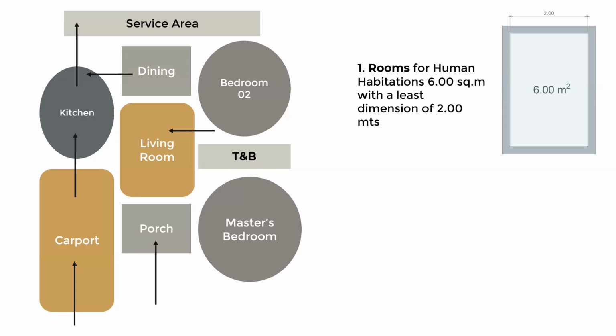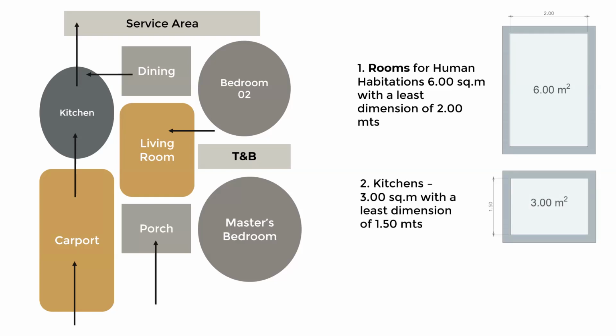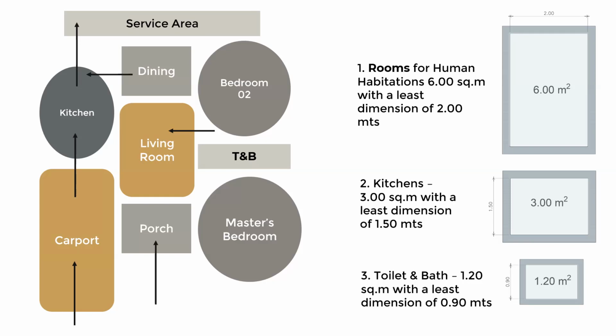So what are the considerations in planning? You have 1. Rooms for human habitation, 6 square meters with a least dimension of 2. Yung pinakamaliit na space na pwede mong gawin. So sinabi niya doon, rooms for human habitation is dapat 6 square meters. Tapos yung pinakamaliit na dimension niya na pwede mong gamitin is 2 meters. And then for kitchens, we have 3 square meters. Yung least dimension na pwede mong gamitin is 1.5.